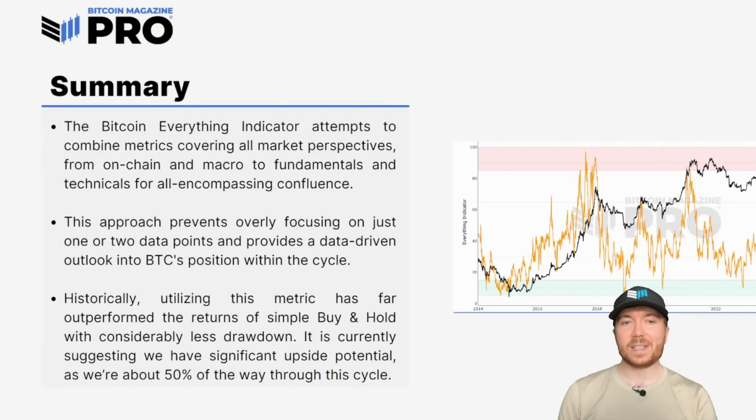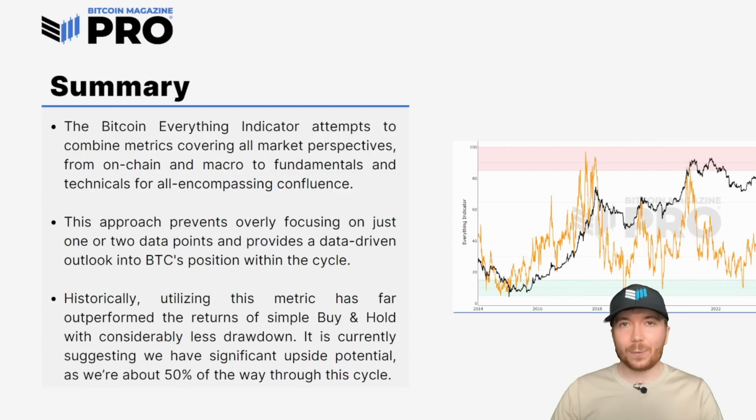So just to summarize, the Bitcoin Everything Indicator attempts to combine metrics covering all market perspectives from on-chain and macro to fundamentals and technicals for an all-encompassing confluence indicator. And one thing I didn't mention previously, but to prevent any overfitting, because I'll be honest, there's multiple different iterations like this that exist, people that have tried to cover Bitcoin's market price action just from an all-encompassing, all-inclusive metric, but I didn't want to overfit this. I didn't want to choose metrics that have always worked historically well. I tried to include ones that maybe historically haven't worked great, but it doesn't matter because others made up for the downfalls we had in that, etc.